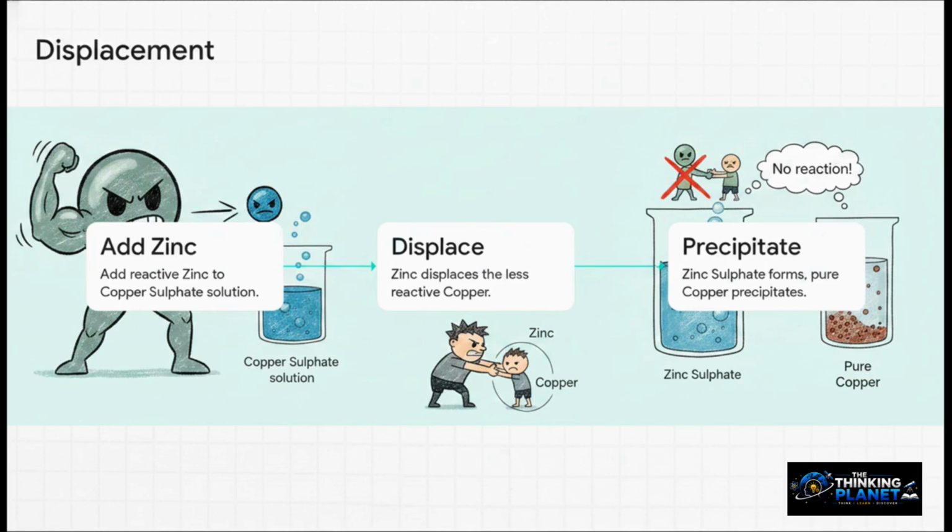It's brilliant. So if a test question tries to trick you by asking, what happens if you put copper into a zinc sulfate solution, you can confidently write no reaction, because a weak metal cannot displace a strong one. Only the more reactive metal wins.